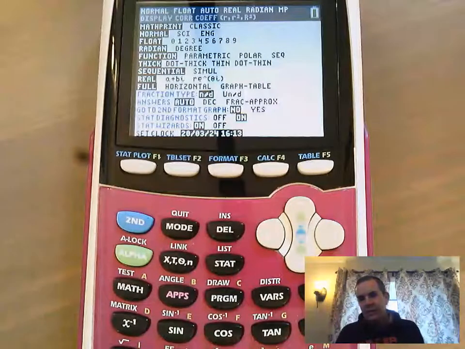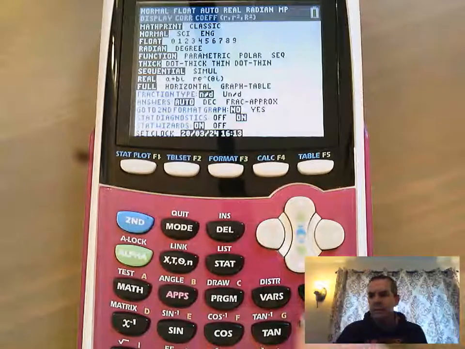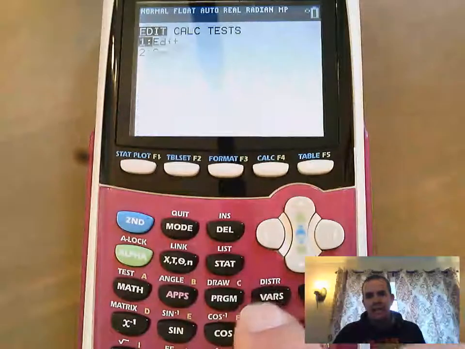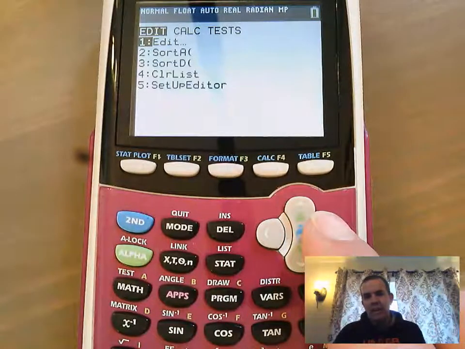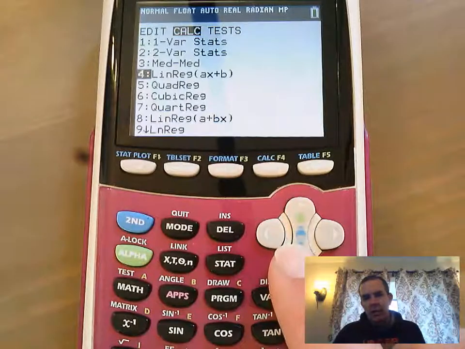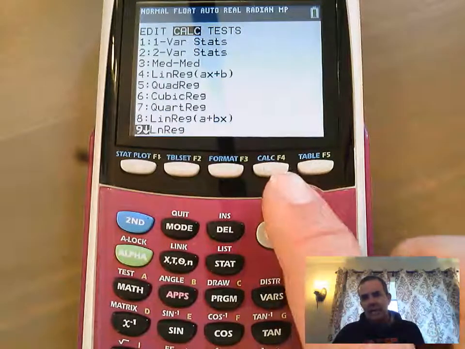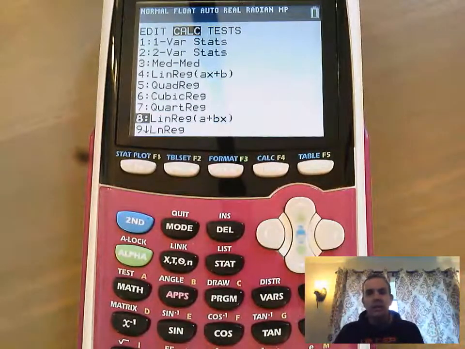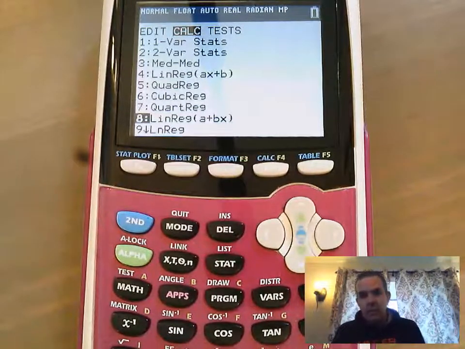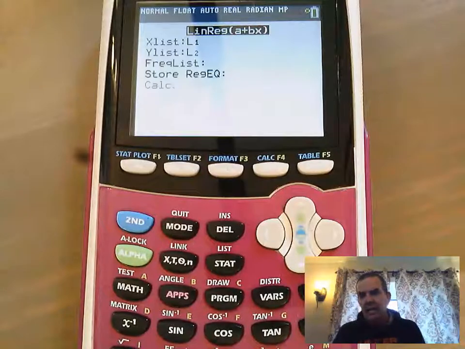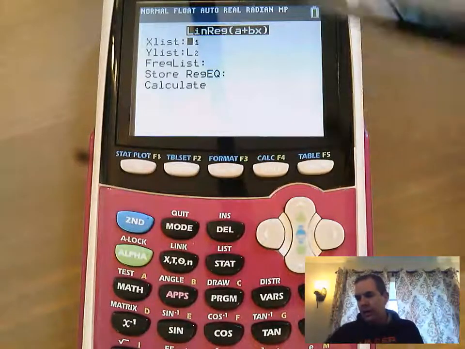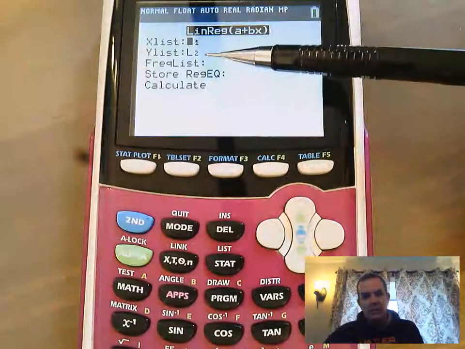Okay, once that's done, now we can go ahead and run the regression analysis. And the way you do that is going back to Stat. This time we're going to go to Calc. And this time we want to go to number 8. Number 8 is the one that we use for linear regressions and statistics, LinReg A plus BX. What you want to do there is hit that. It pretty much defaults to what you want to do. So you have your explanatory in L1, your response in L2.